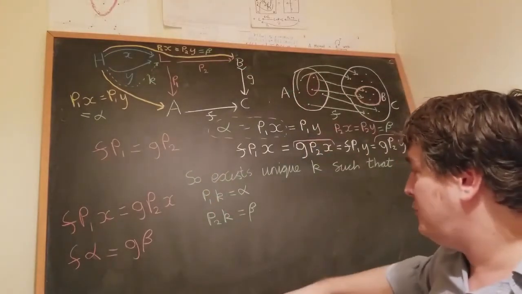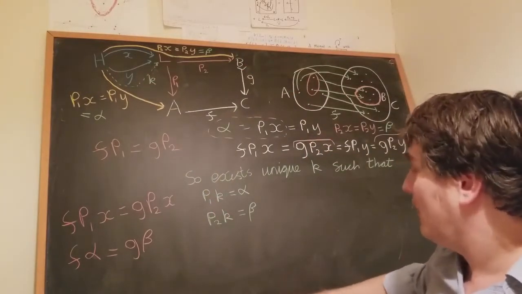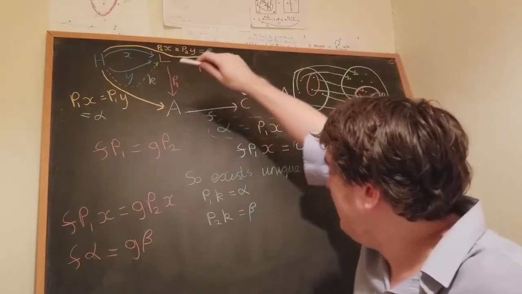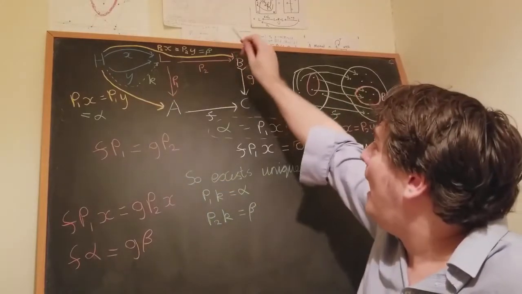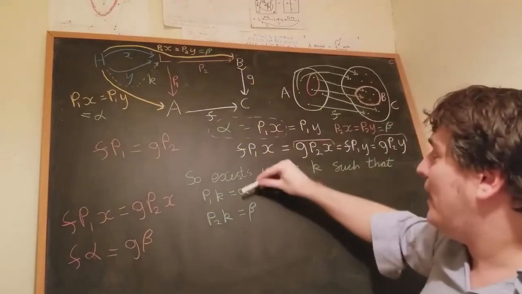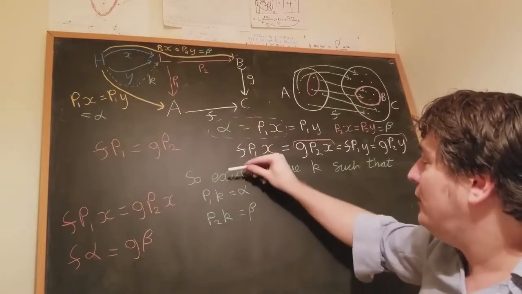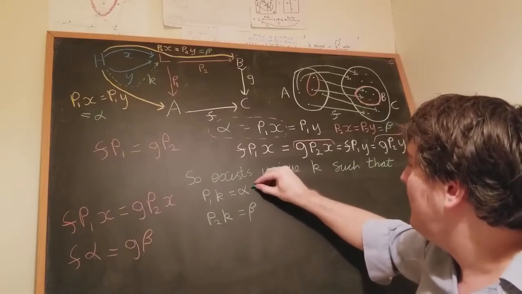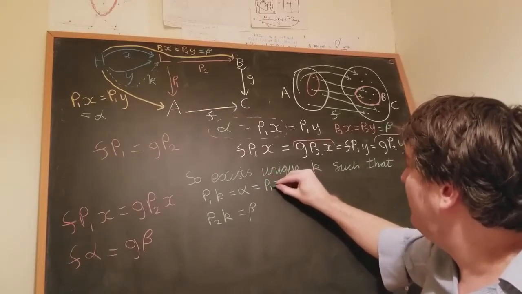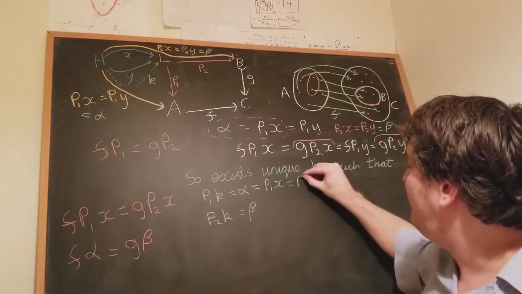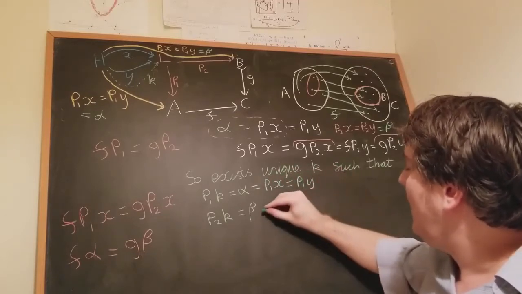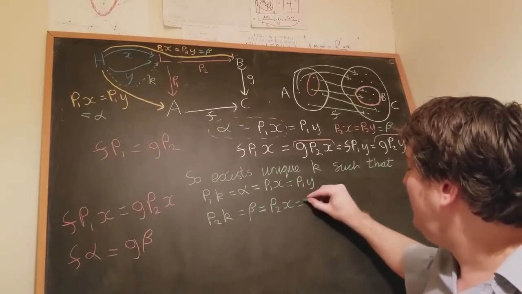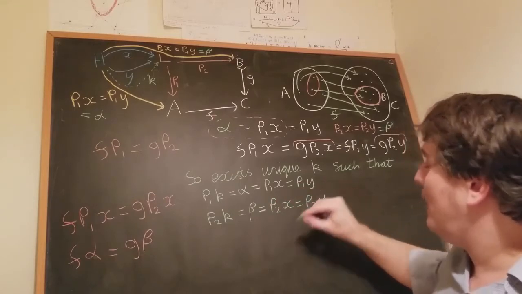Which has got to be such that P1 after K is equal to alpha and P2 after K is equal to beta, has to satisfy these equations here. But remember, we know that alpha is equal to P1x and is also equal to P1y. And we know that beta is equal to P2x is equal to P2y, okay?